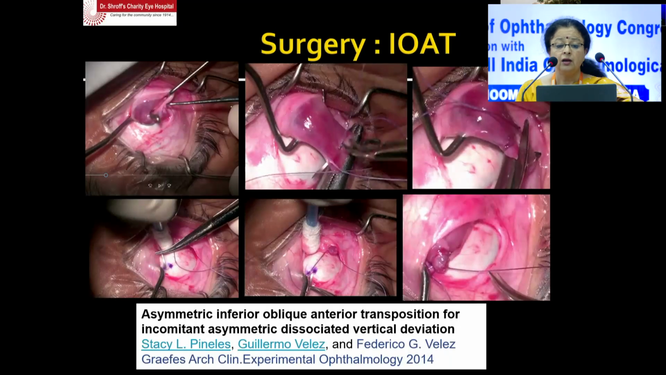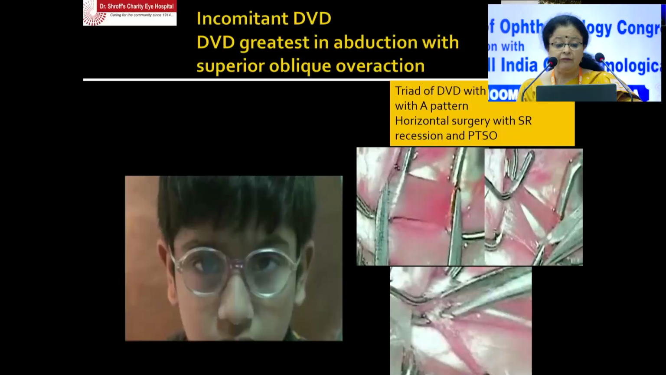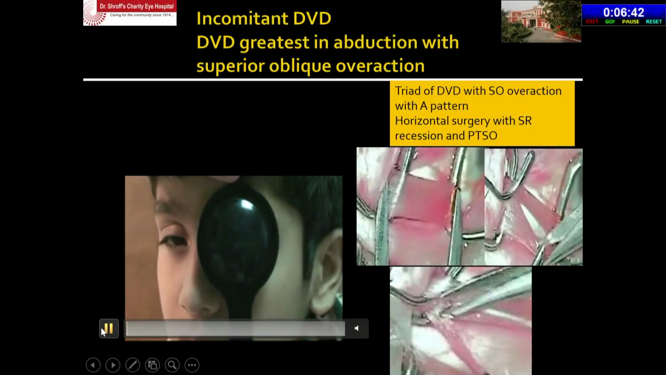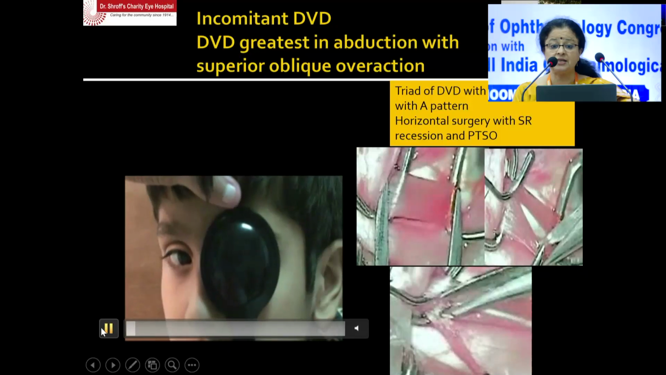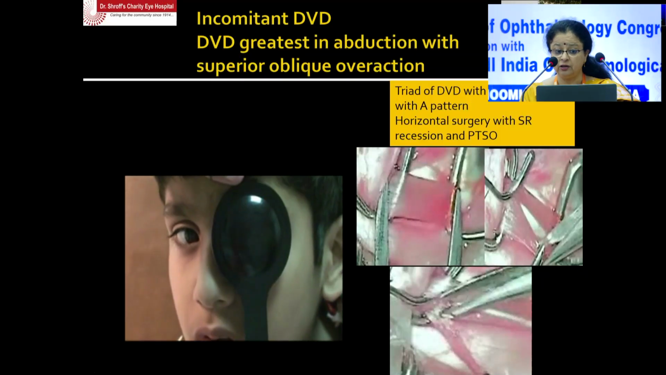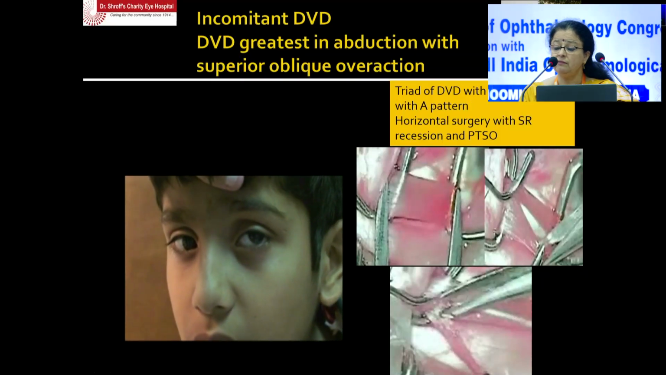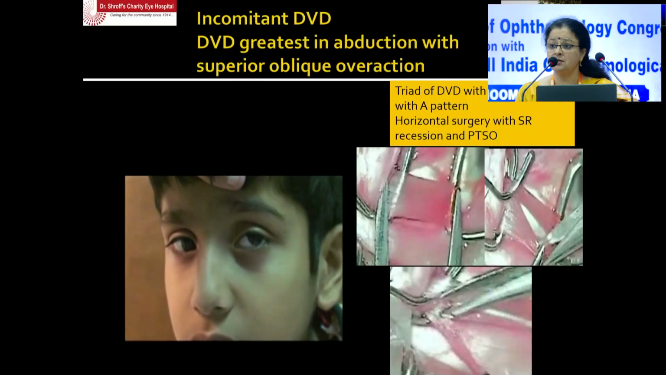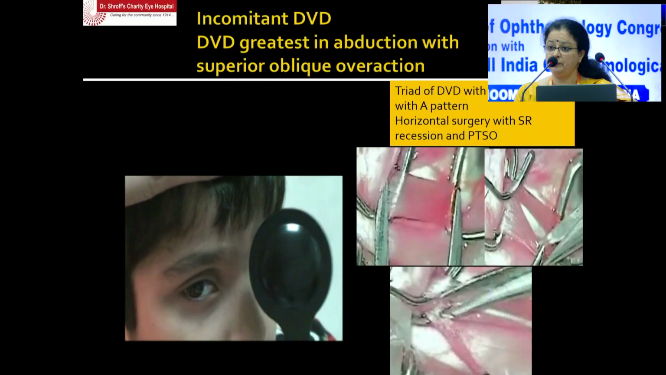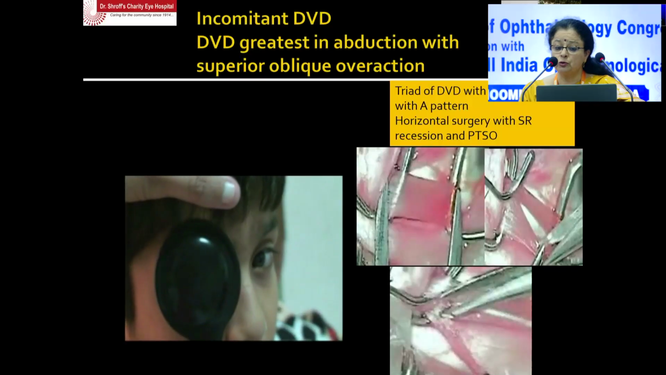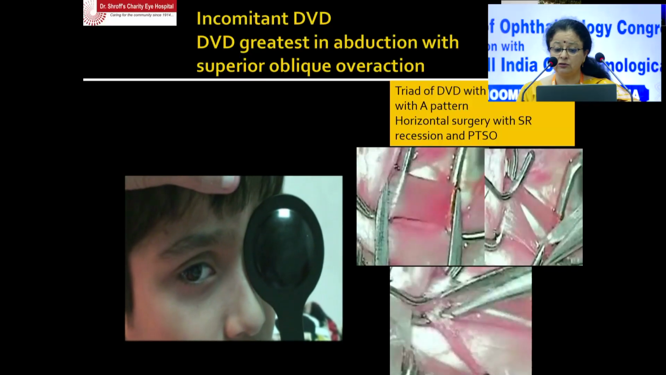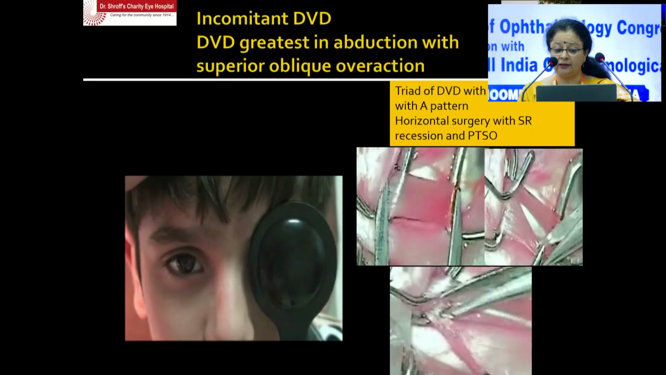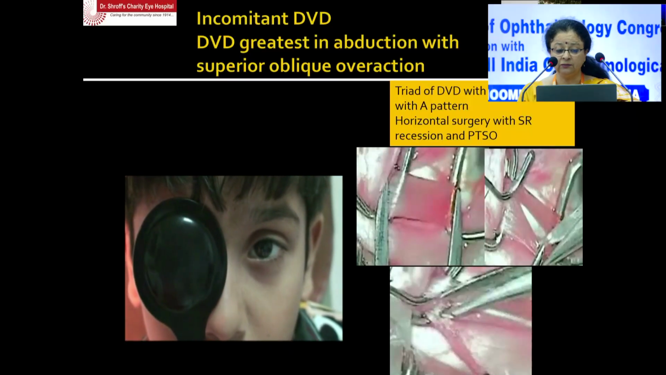DVD. Then we can also have DVD which again is incomitant because of superior oblique overaction. This DVD is greatest in abduction, with superior oblique overaction. So you have a triad of DVD with superior oblique overaction with A pattern. In these cases, you would do horizontal surgery, superior rectus recession, and PTSO. So it's a triad, and we have to treat it. PTSO is done. Again in this video, you can see that it is more in abduction than in adduction.